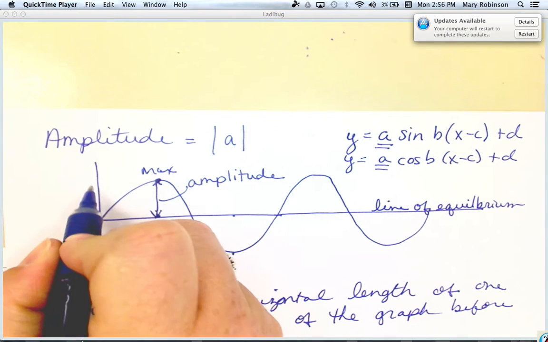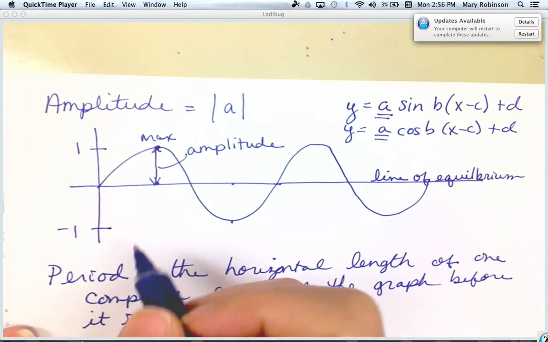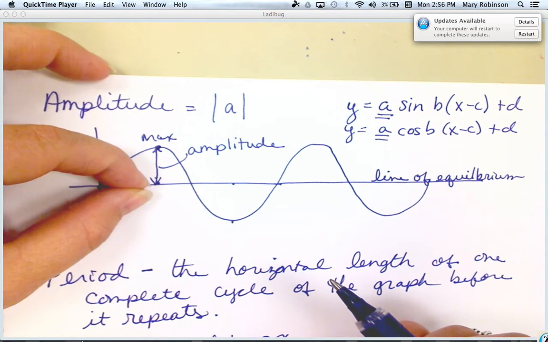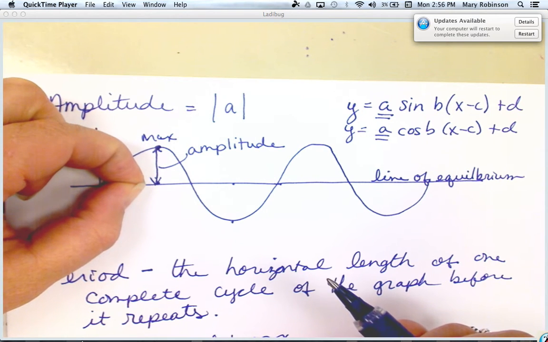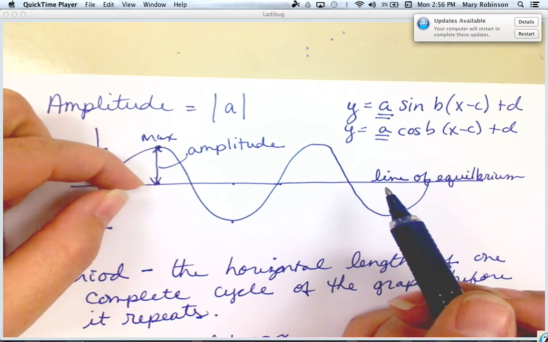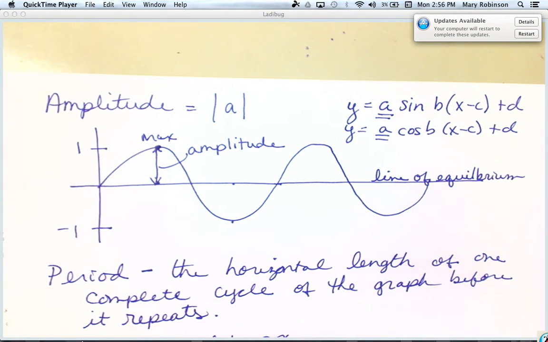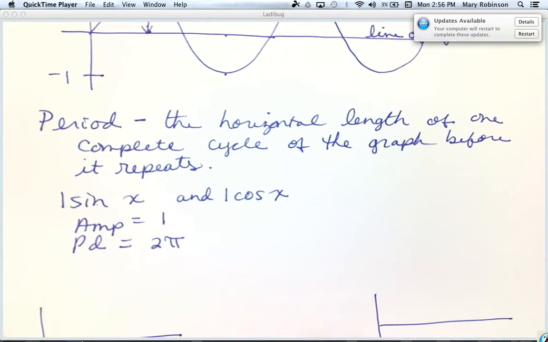If this was our sine curve and my max was here at 1, and my min here at -1, my amplitude would be 1. So it's actually always half the distance of your max and mins, kind of the average. Find your average of your max and mins. That'll give you your line of equilibrium. And look at the distance from your line of equilibrium to the max point. And recognize that it's always the a value of your function.